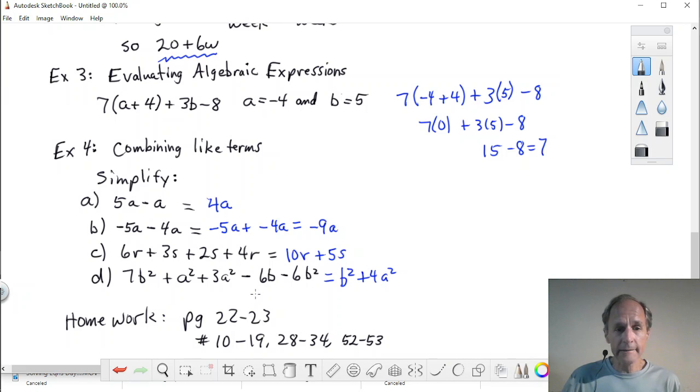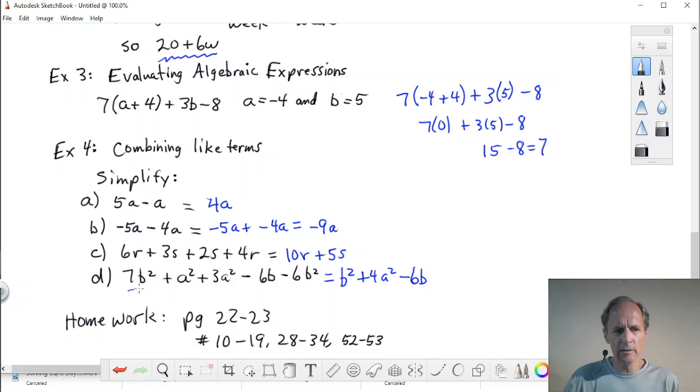And I think that's, well, the negative 6b doesn't disappear. It's still there. It has nothing to combine with it. There are no other like terms for it. So you just write it down, leave it just how it was. And I think we got it.